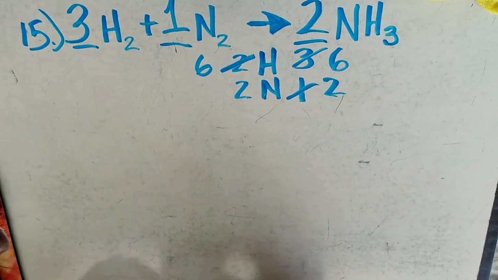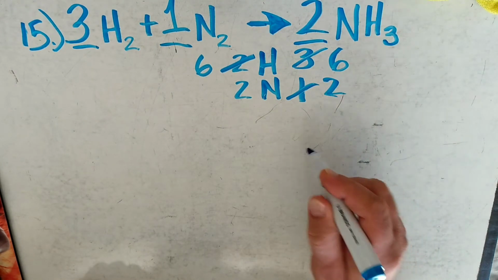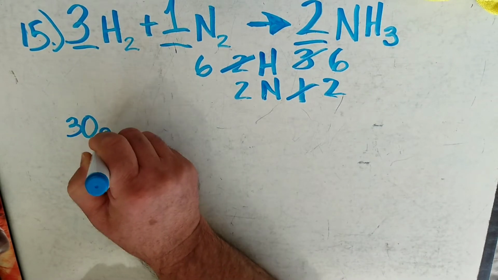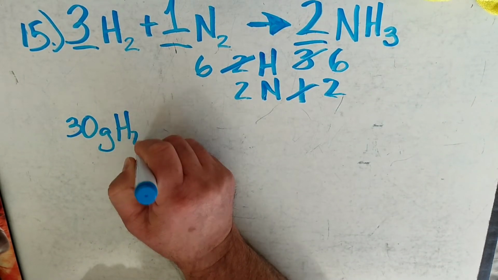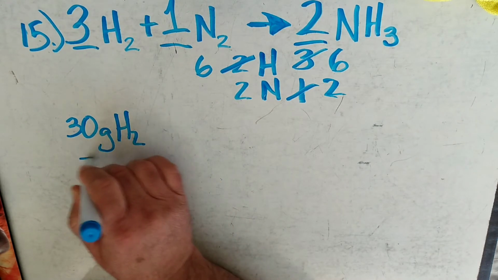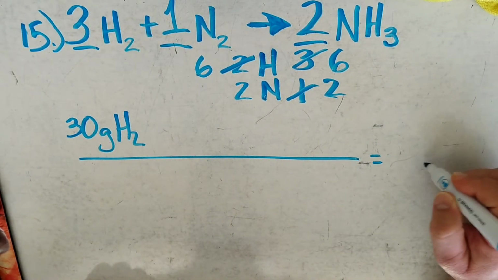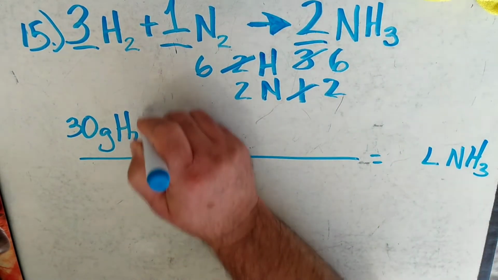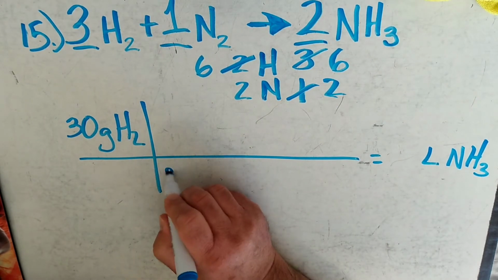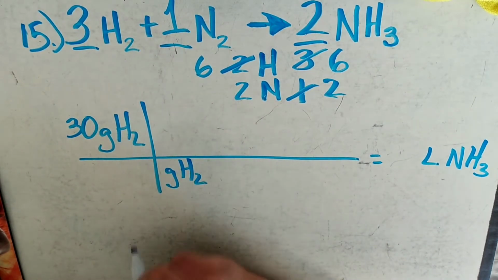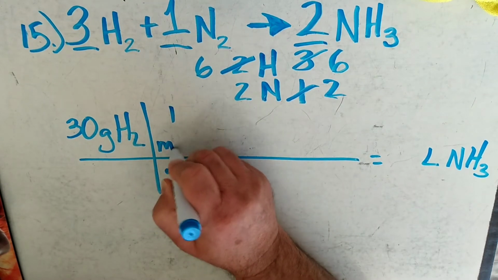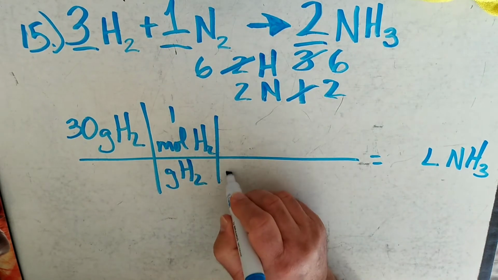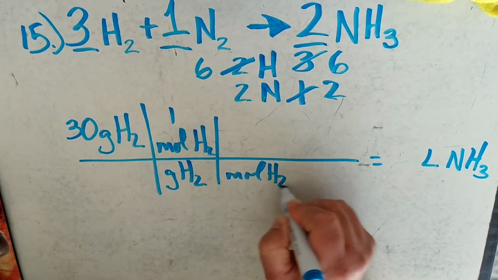Okay. Now, the next part of the problem asks us to start with 30 grams of hydrogen. And remember, it's H2. And it wants to know how many liters of ammonia are going to be produced. Okay, so we're going to go through this quick. We don't want grams, so grams of hydrogen automatically come down. We already know that's going to equal 1 mole of the same substance, which is hydrogen. We don't want moles of hydrogen, so mole, hydrogen.